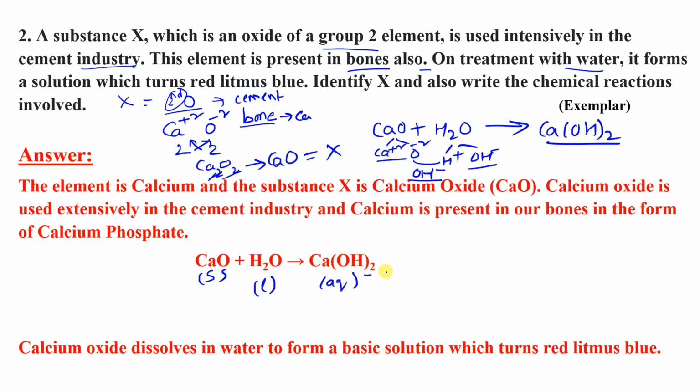This solution of calcium hydroxide turns red litmus paper blue. The reason is very simple. When you dip litmus paper, it turns red to blue. The reason is it possesses OH groups. OH minus ions are coming out, so it is a base. That is why it is turning red to blue. I hope it's clear. Let's go to the next question.